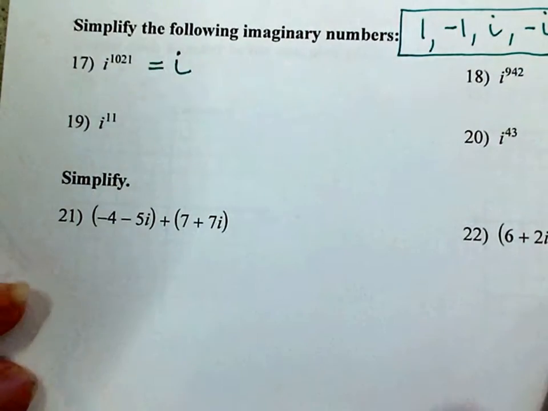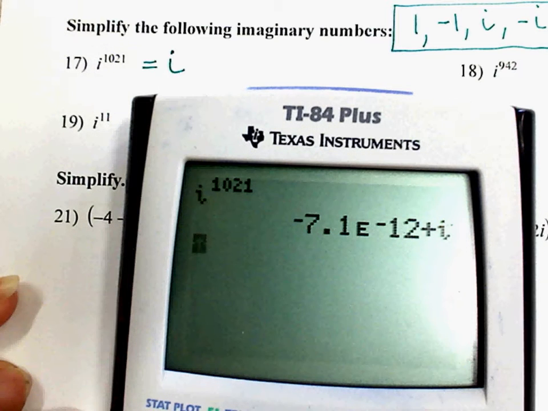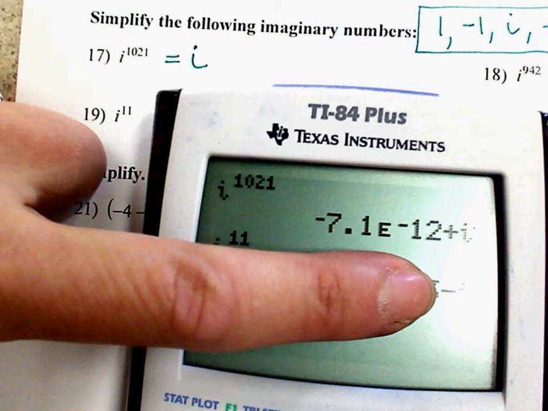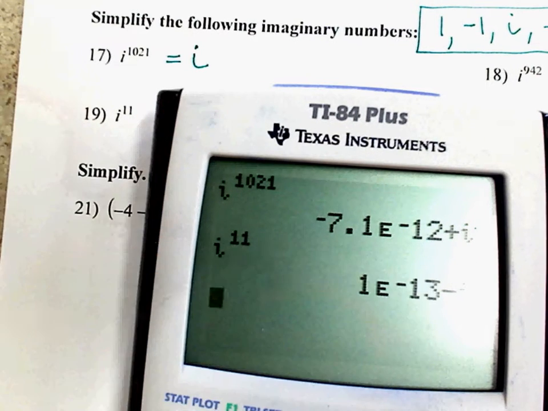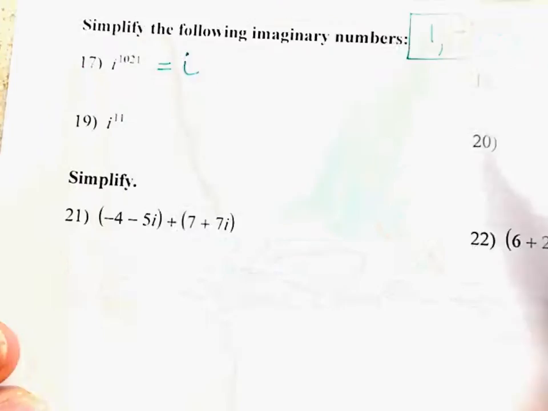Okay. I'm going to go to number 19, and then I'll go to 18 in a little bit. So second i raised to the 11th. So what's the answer to that one? Negative i. Everyone see that? Negative i. Okay? So you ignore all the one that has the E.